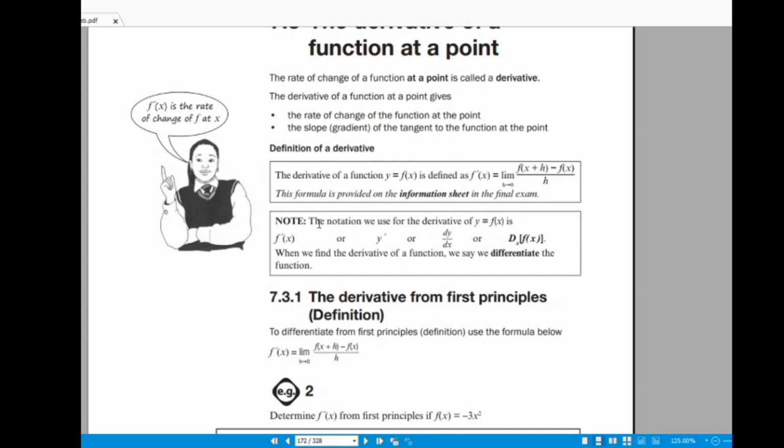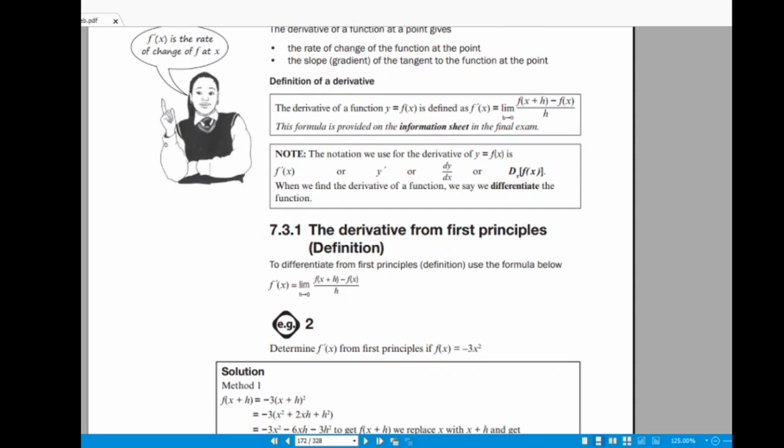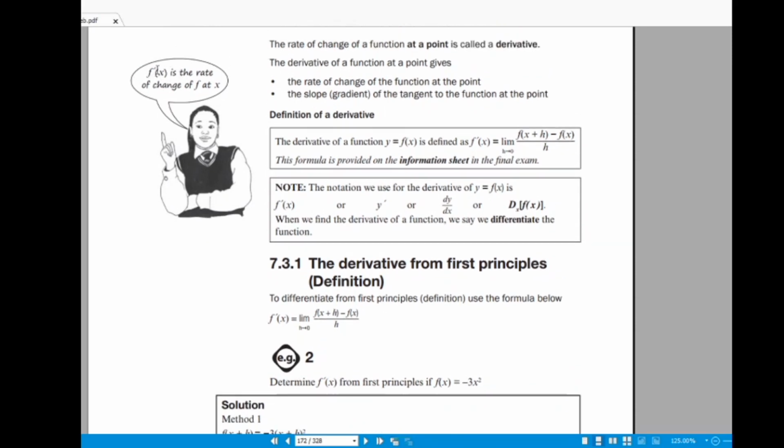Okay, let me put it this way: the gradient of a function at a point will be the same as the gradient of the tangent passing through that point. And here, this is the notation for the derivative of f. f prime x is the rate of change of f at x. So we will use derivatives to calculate the gradient of a curve or of a function.